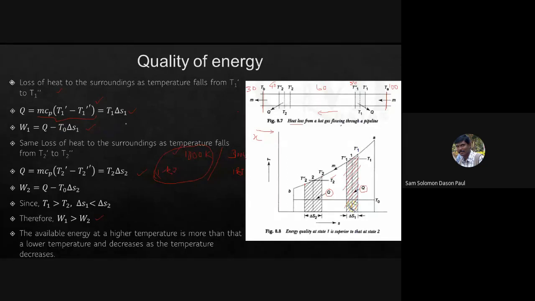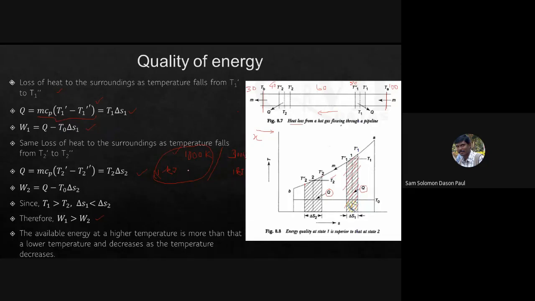So when you have a high temperature source, you should concentrate much on insulating the high temperature source. So that is the quality of energy. The quality of energy is high when you have a high temperature source, and the quality of energy is low when you have a low temperature source. So that's with reference to the quality. The first law talks about the quantity of energy.